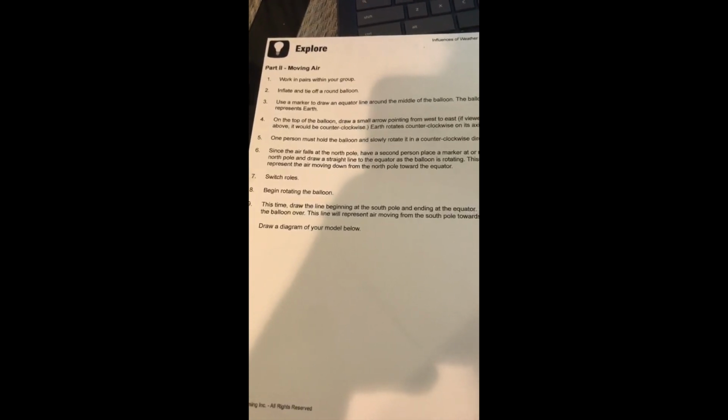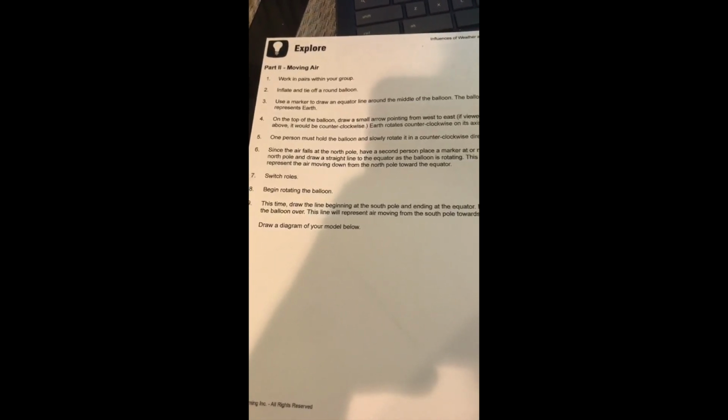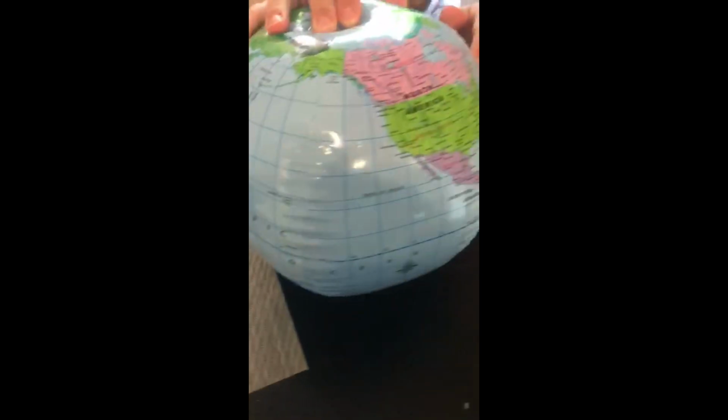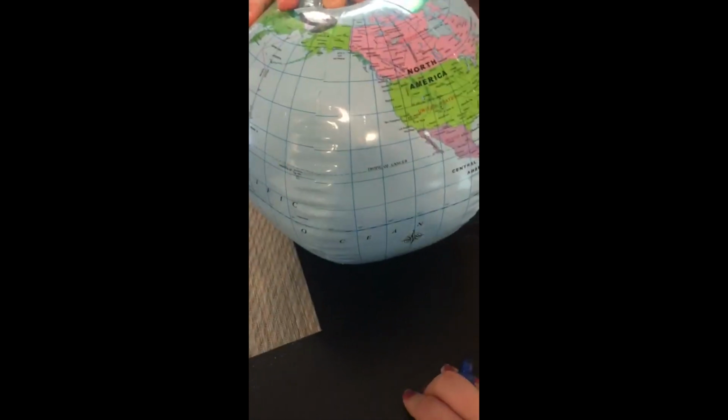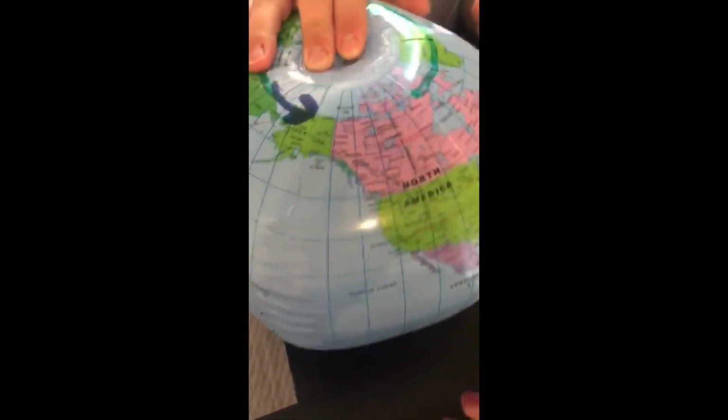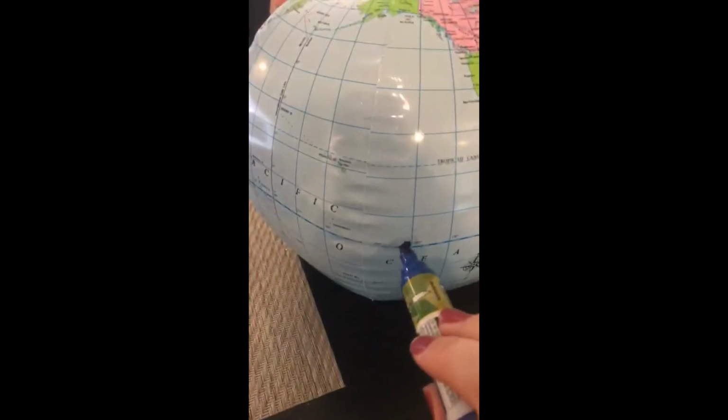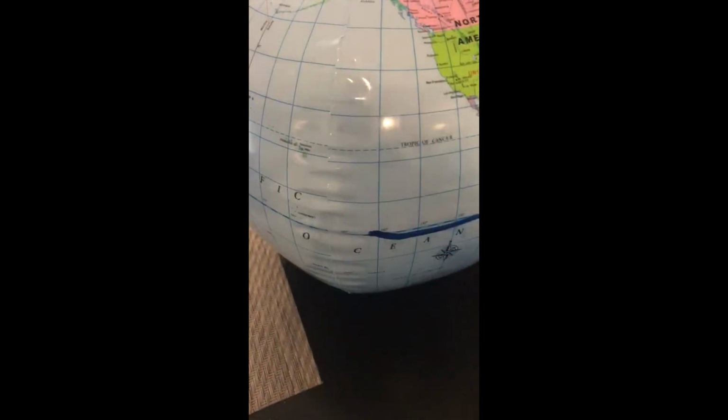So part 2 is about moving air. So it says step 1, work in pairs with your group. So I have a partner here, and we inflated and tied off a round balloon. Instead of a balloon, we are going to be using our inflatable globe again. And then step 3 says to use a marker to draw an equator line around the middle. And ours already has that. That's this line right here.